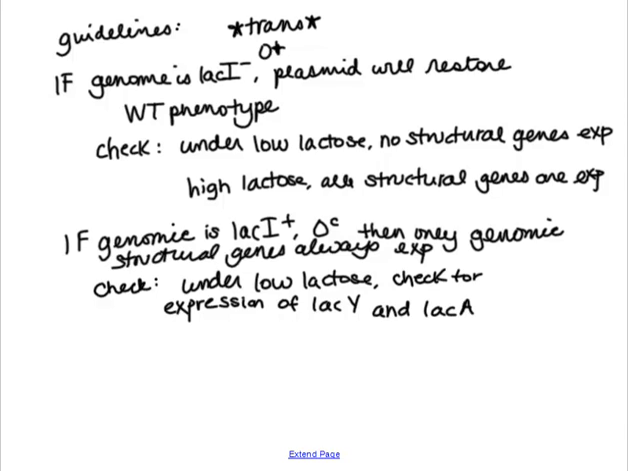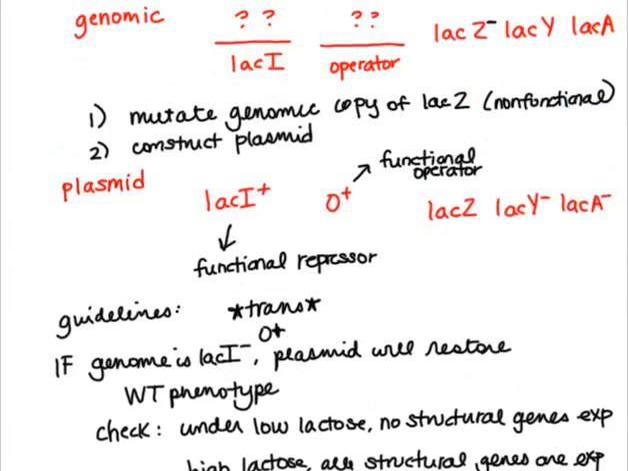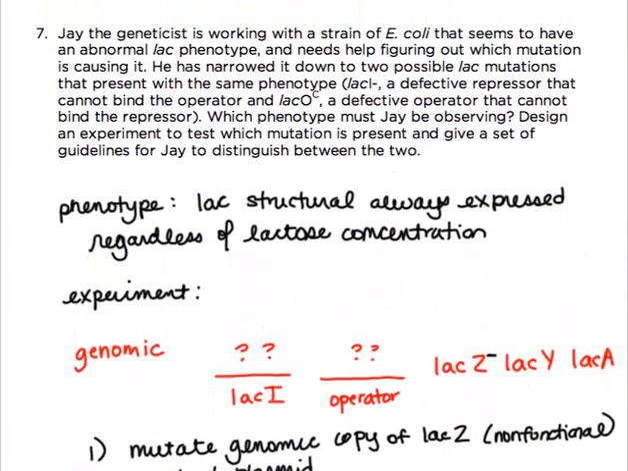Okay, so these are his guidelines. If he sees that under low lactose levels, none of the structural genes are expressed, then that means that the original genomic mutation was LAC-I minus with a normal operator. But if he sees that under low lactose levels LAC-A and LAC-Y are expressed, that means that the genomic mutant was LAC-I plus with normal repressor, and that has the mutant constitutive operator. So this is how we can help him see which mutation is actually causing this phenotype.